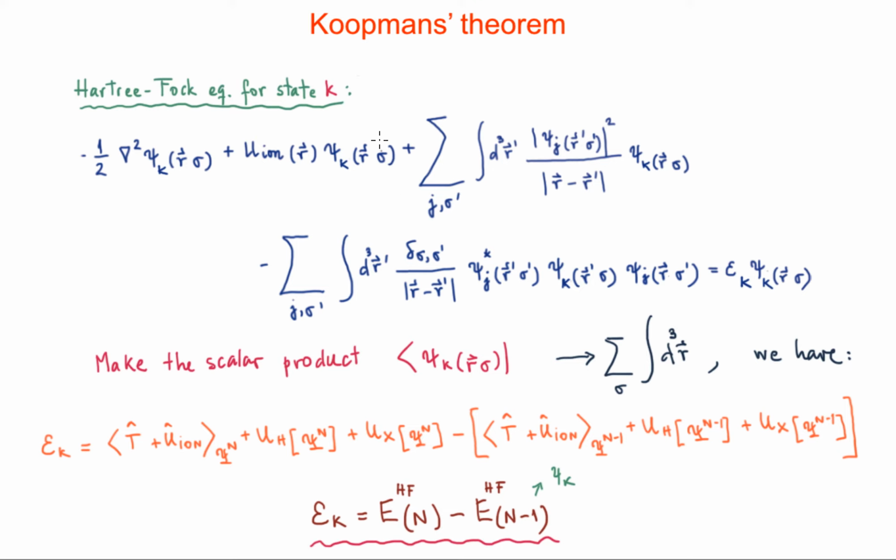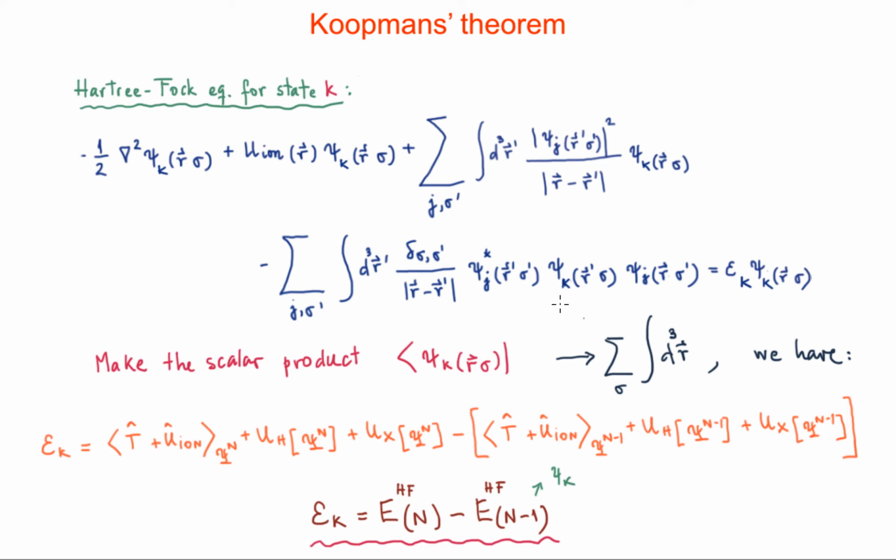We are going to make the scalar product of the whole equation with the ck state, which involves the spatial integral and the summation over sigma states. When you do that, it's actually very simple. You can see that on the right hand side, remember that these ck states are normalized, so making the scalar product with the ck state gives 1. So basically the only term remaining on the right hand part is ek.